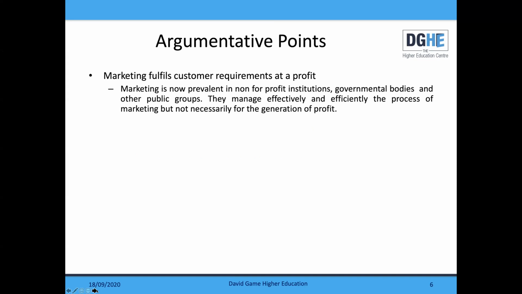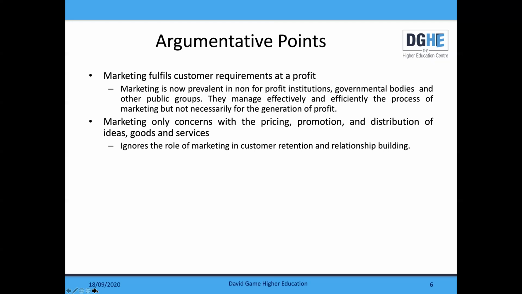Not-for-profits like charities use marketing. The government uses marketing. You even have private citizens using marketing. And that element of using marketing is not necessarily because they want to make money. It might be to establish a platform, to raise awareness, to create an element of understanding. So there are a lot of different objectives to using marketing that are not necessarily only for the generation of profit.